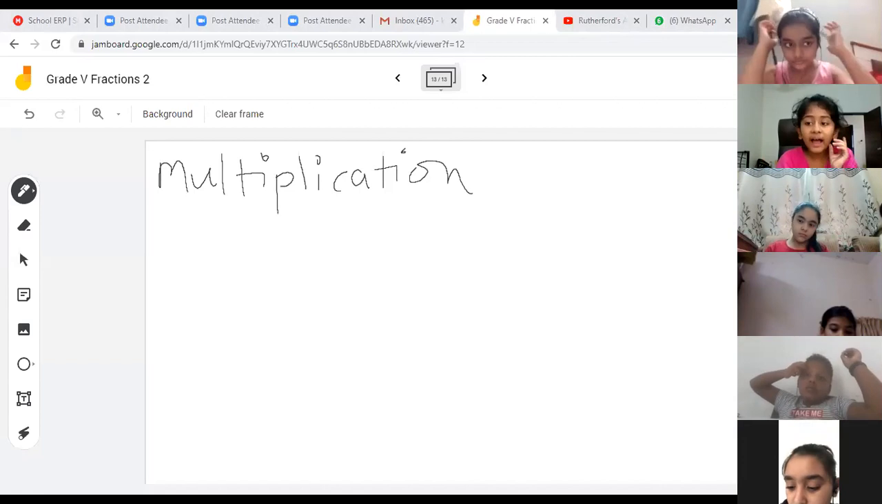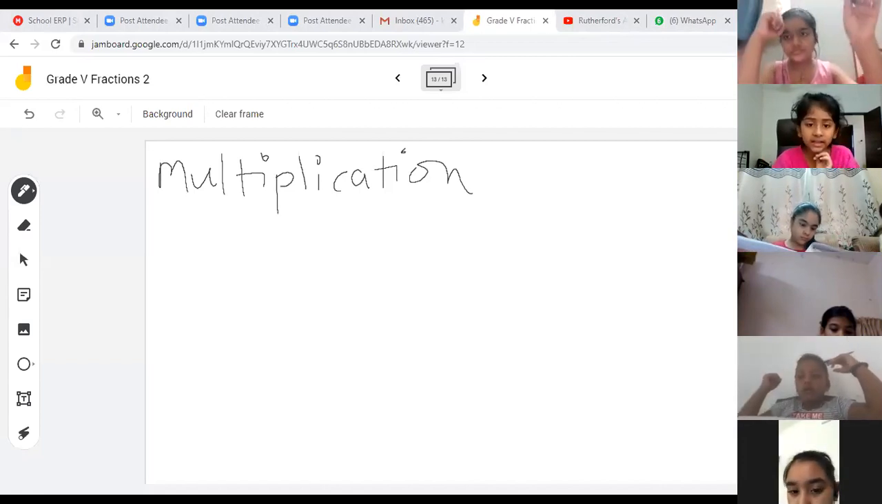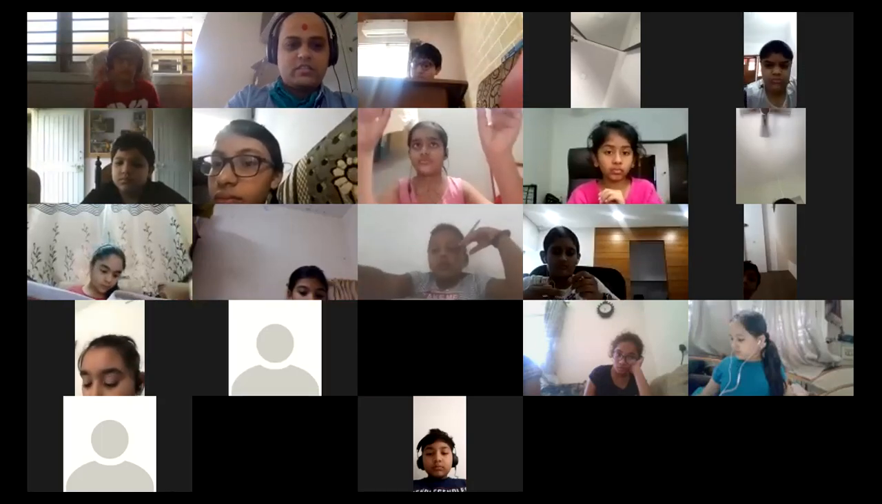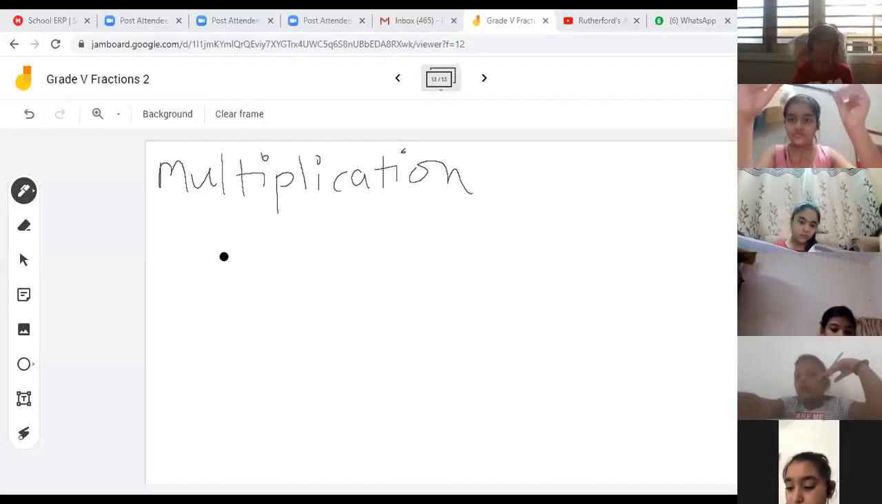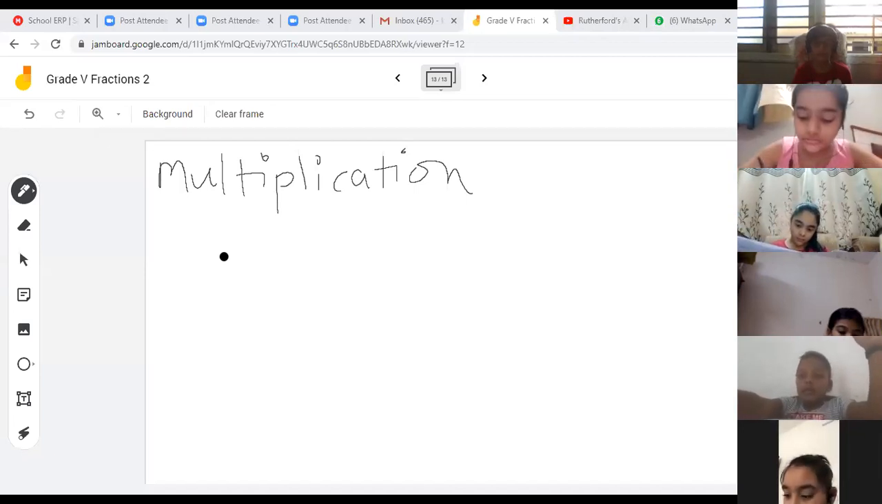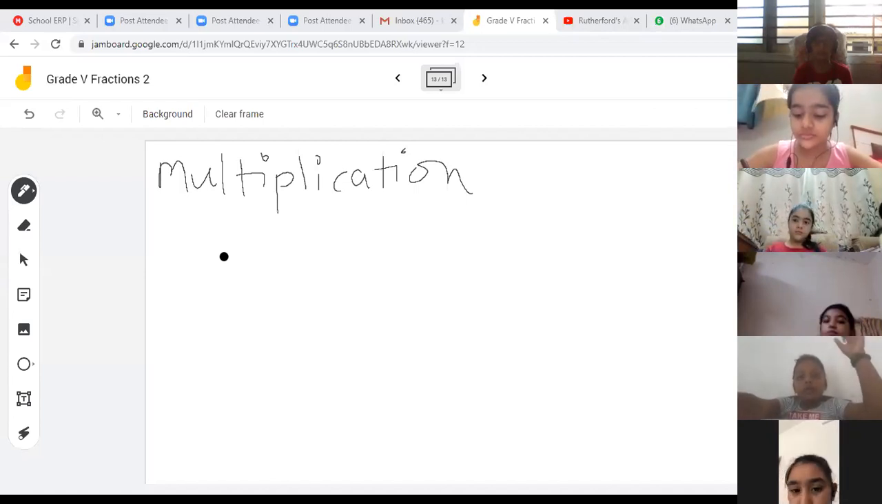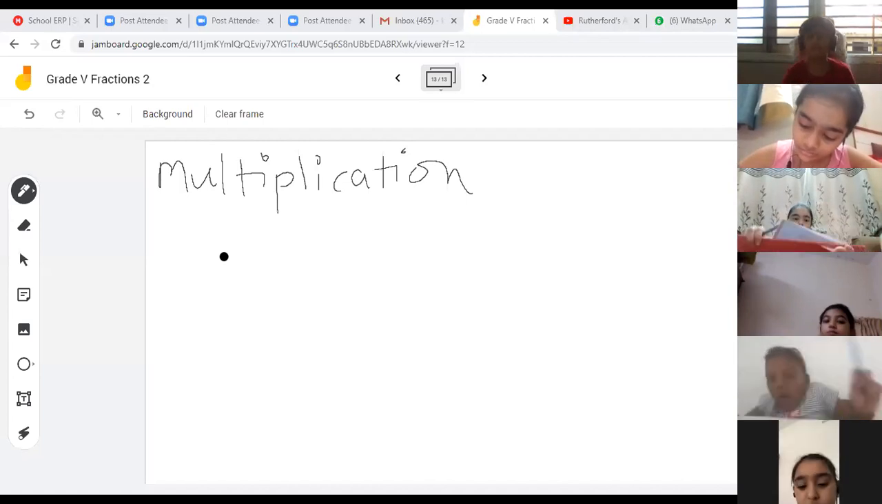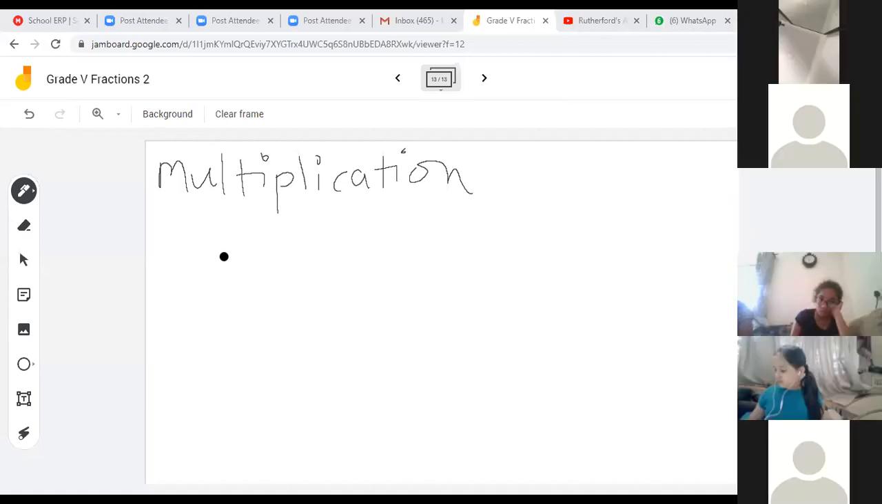Sir, I can't see the screen. Okay, let me try it again. Now it is visible. Is the screen visible? Give me a thumbs up. Can you see multiplication written on it? Akshat, is it visible? Yes, okay, I have got many thumbs up.